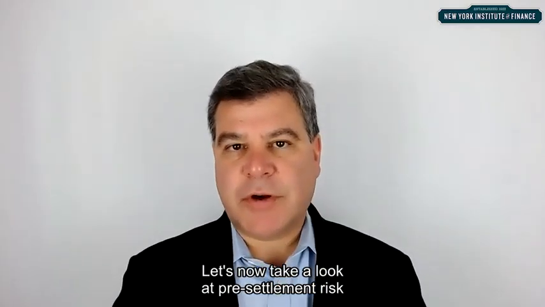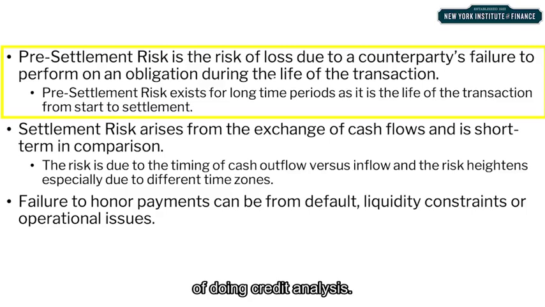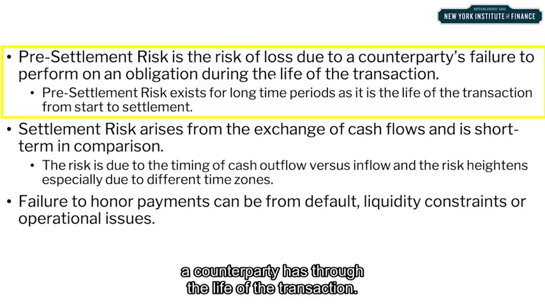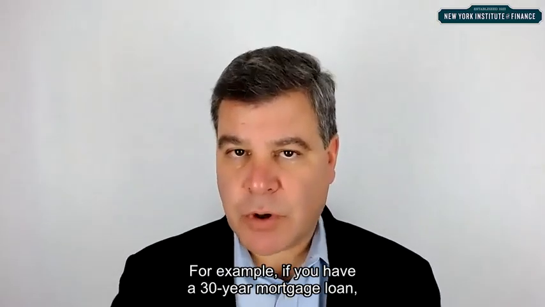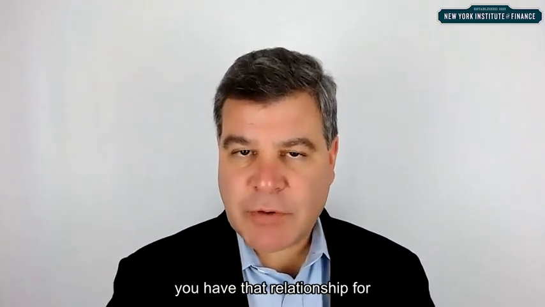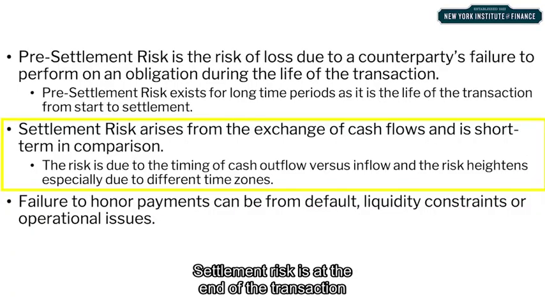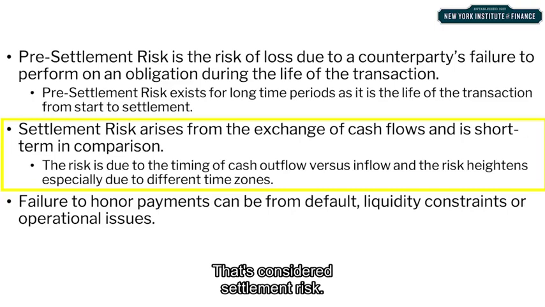Let's now take a look at pre-settlement risk and settlement risk. Pre-settlement risk is the traditional way of doing credit analysis. Pre-settlement risk is the risk that a counterparty has through the life of the transaction. So for example, if you have a 30-year mortgage loan, you have that relationship for 30 years, that's pre-settlement. Settlement risk is at the end of the transaction, and it's the final settlement that brings the transaction to a close. That's considered settlement risk.